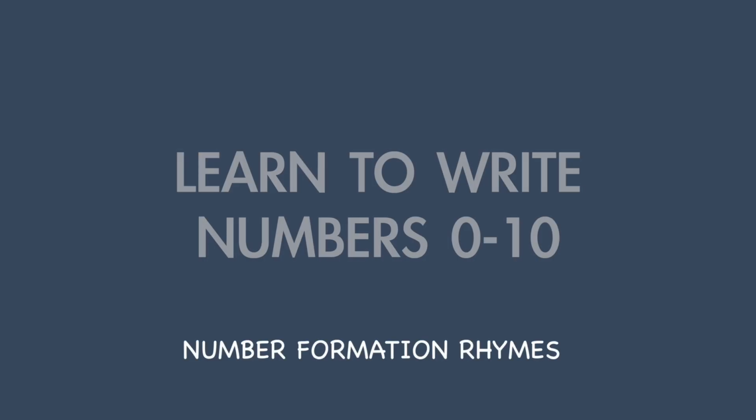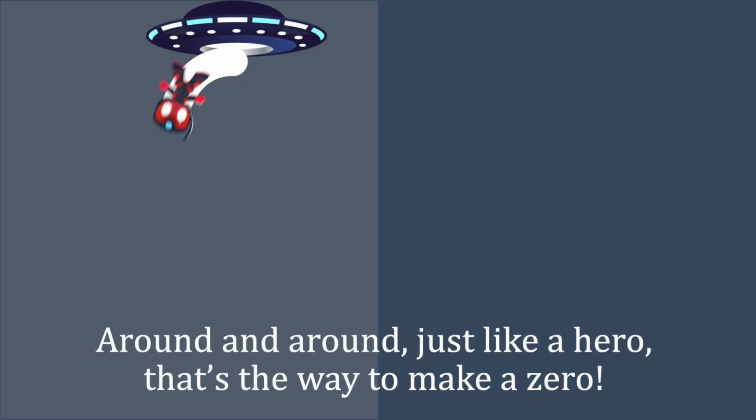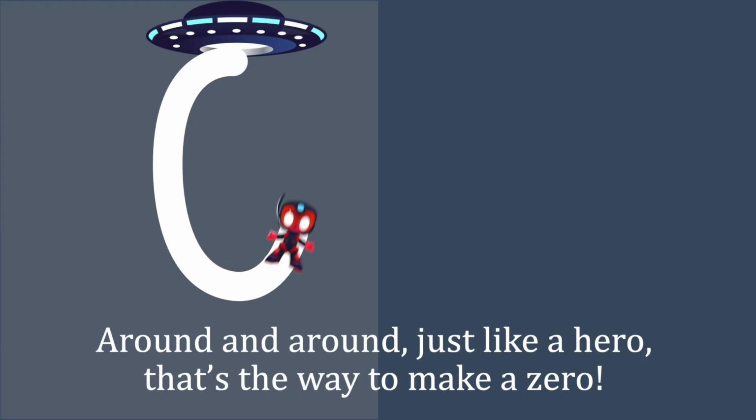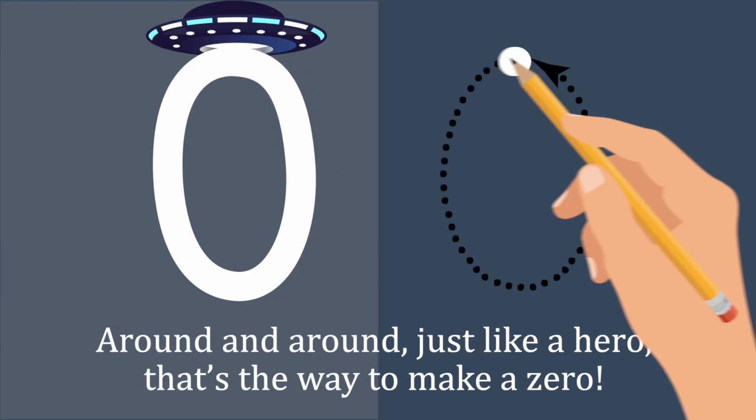Learn to write numbers from 0 to 10. Number formation rhymes. Number 0. Around and around, just like a hero, that's the way to make a zero.